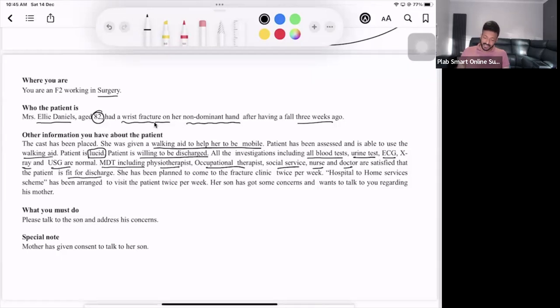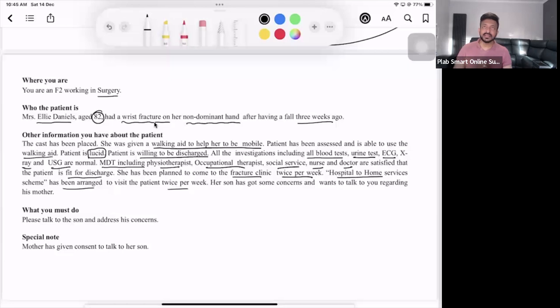Okay. She has been planned to come to the fracture clinic twice per week. Hospital to home service has been arranged to visit this patient twice per week. What is this hospital to home service? So usually this service is given to elderly patients who are living alone. So that's when we do this hospital to home.